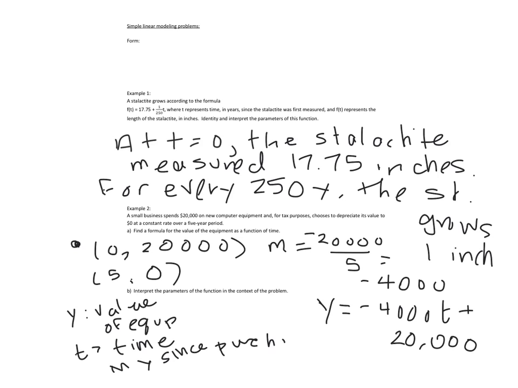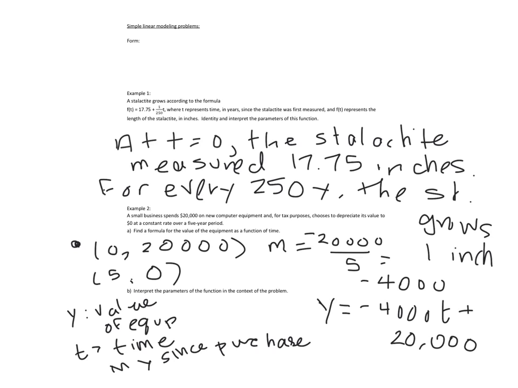So when I'm asked to write a linear model, I want to include what my variables are representing and then my equation. So I have all that there. And then part B asks me to interpret the parameters of the function in context of the problem. I don't have much space to write, so I'm just going to say these orally. So the parameters are the slope, negative 4,000, and the y-intercept, 20,000. So the 20,000 is how much the computer equipment was worth at time 0. So I would say the initial investment, or at time 0, the computer equipment was worth $20,000.